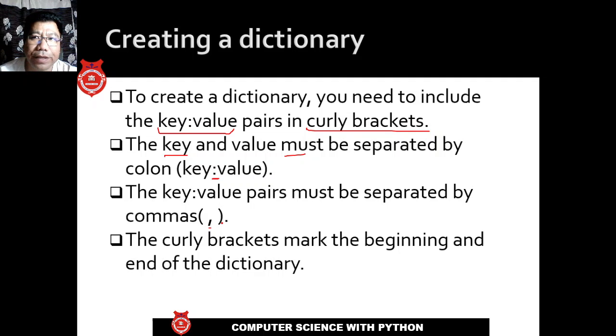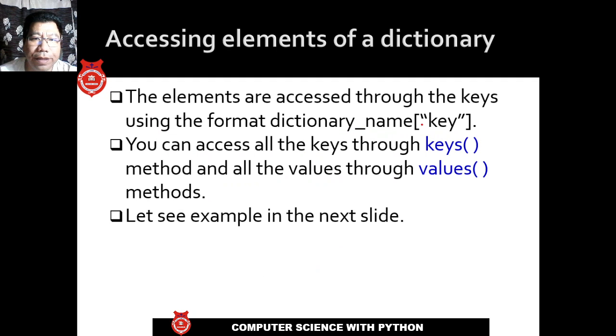Okay, you can specify one key value pair, and between the key and value there should be a colon, and the key value pairs must be separated by comma. The curly brackets mark the beginning and the end of the dictionary. All right, so you can access elements of the dictionary in different ways.